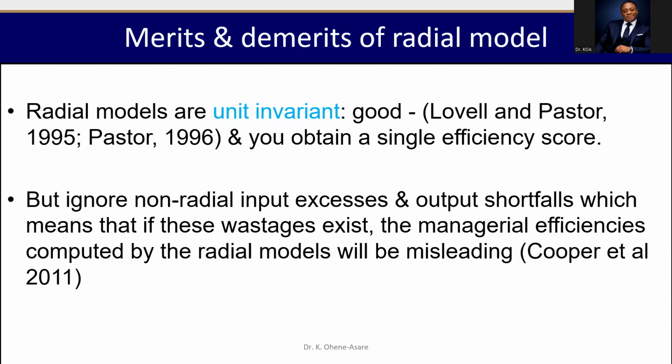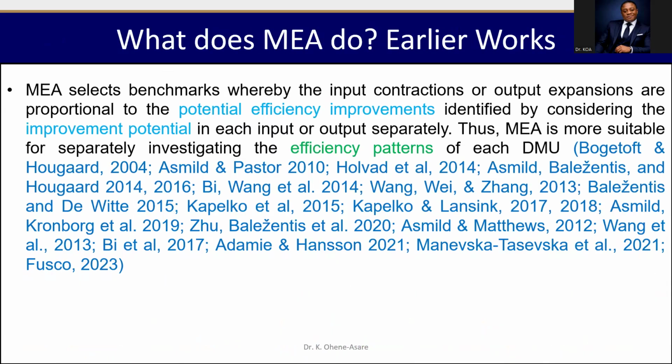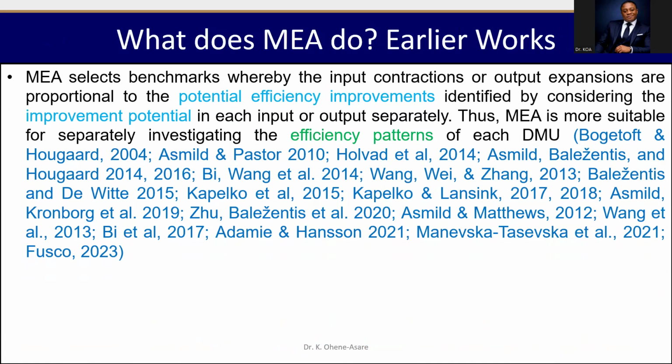They are good. We've seen this already before. They are unit invariant, but their disadvantage is that they ignore the slacks. So how does the DEA work, really speaking? I've given you a lot of references here to check the power of this DEA. How does it work? Watch this. DEA selects benchmarks.